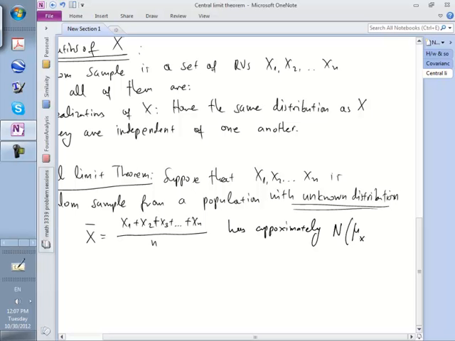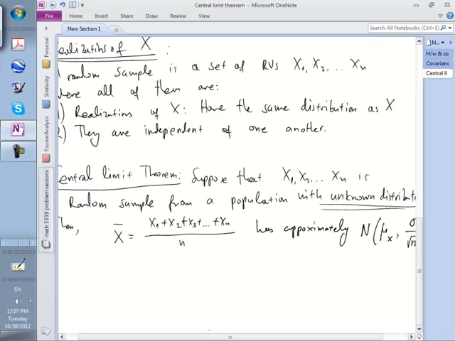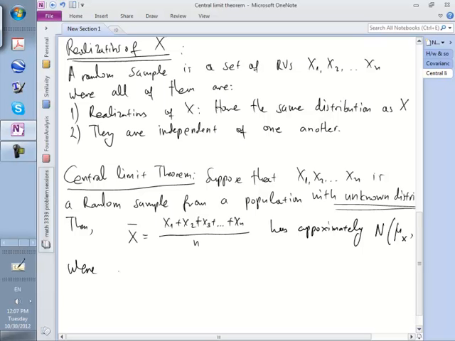With mean, the mean of the random variable x, the mean of the population, and standard deviation, the standard deviation of the population divided by the square root of the sample size. Okay? So where the mean and the standard deviation are those of the population, of the sought population.